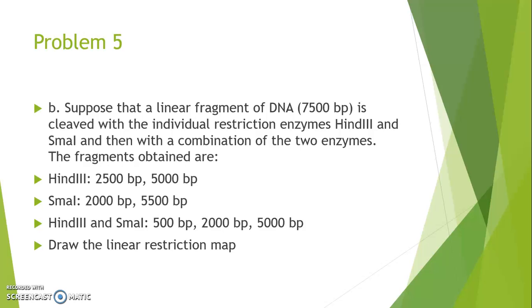Then for part B, it says draw a linear fragment of 7,500 base pairs cleaved with the individual restriction enzymes. HIND 3 cuts at 2,500, so you have fragments of 2,500 and 5,000 base pairs. Then with SMA, you have fragments of 2,000 and 5,500. And then HIND and SMA cut together, you have fragments of 500, 2,000, and 5,000.